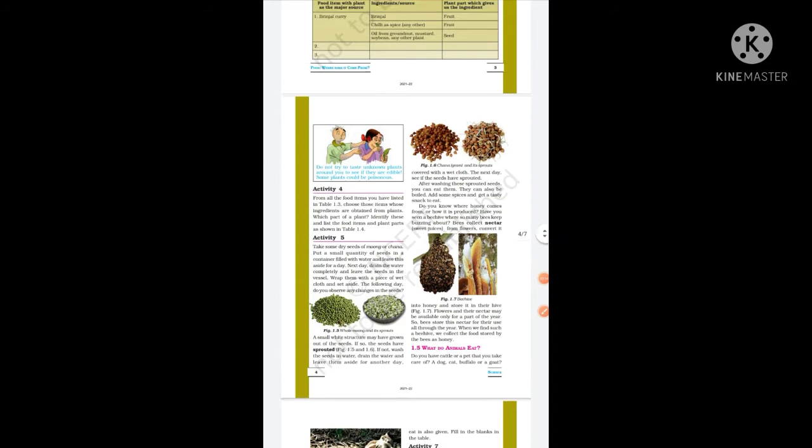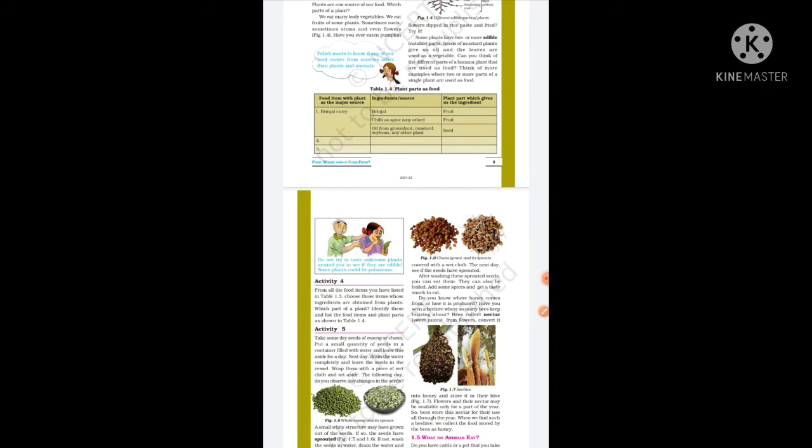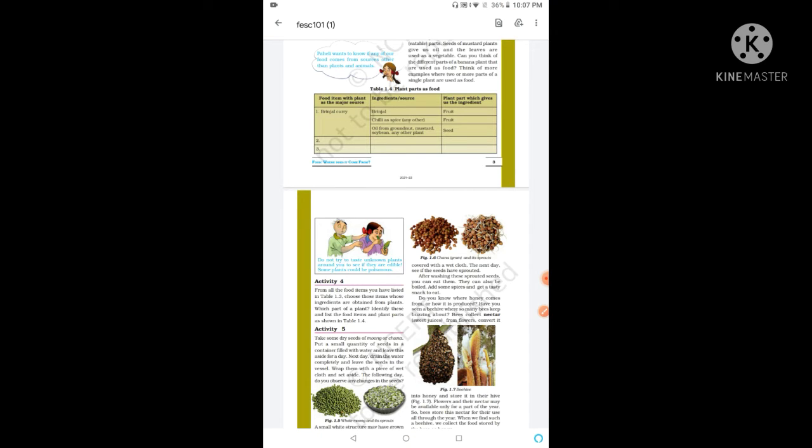So I hope you all get it till here. Plant part, which gives us the ingredient. Here you have to write in food item the name of the item, then ingredients which are used, right? And then in the third column where it's written fruit seed, there you have to write which part of your plant the ingredient you have used is.